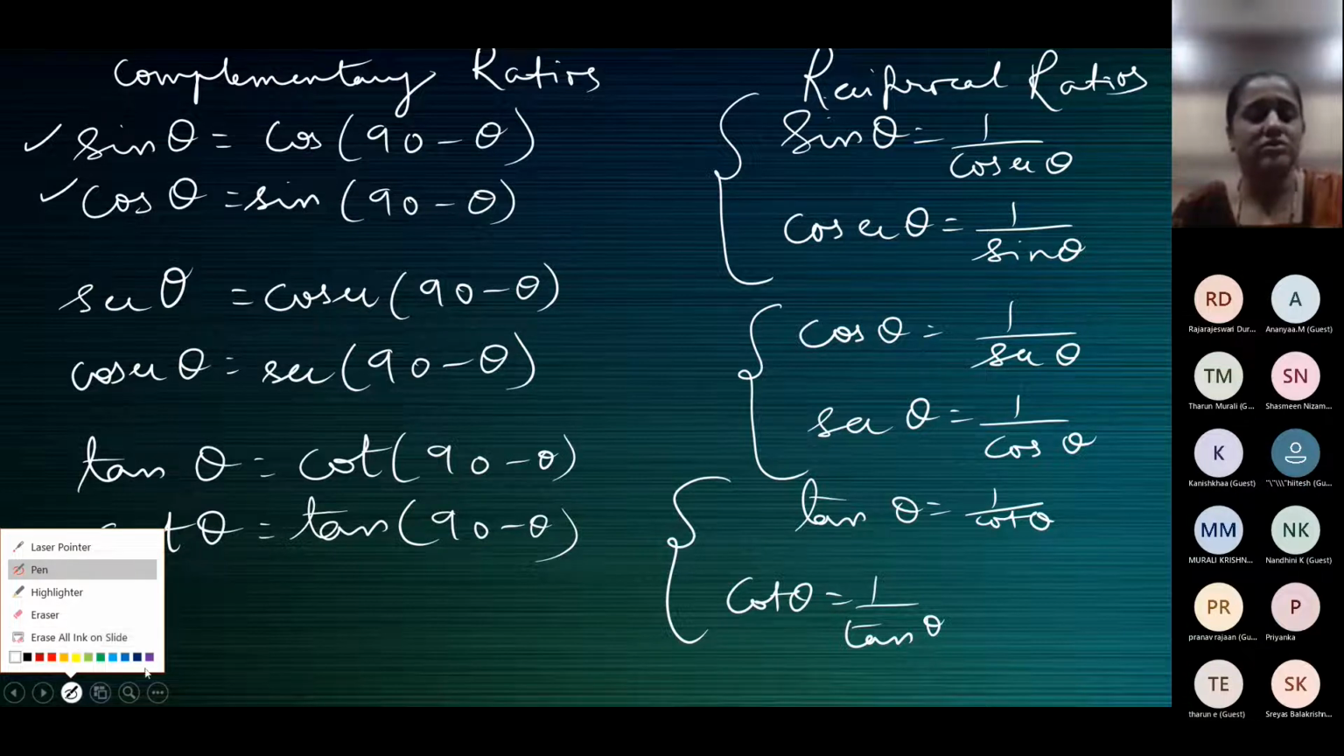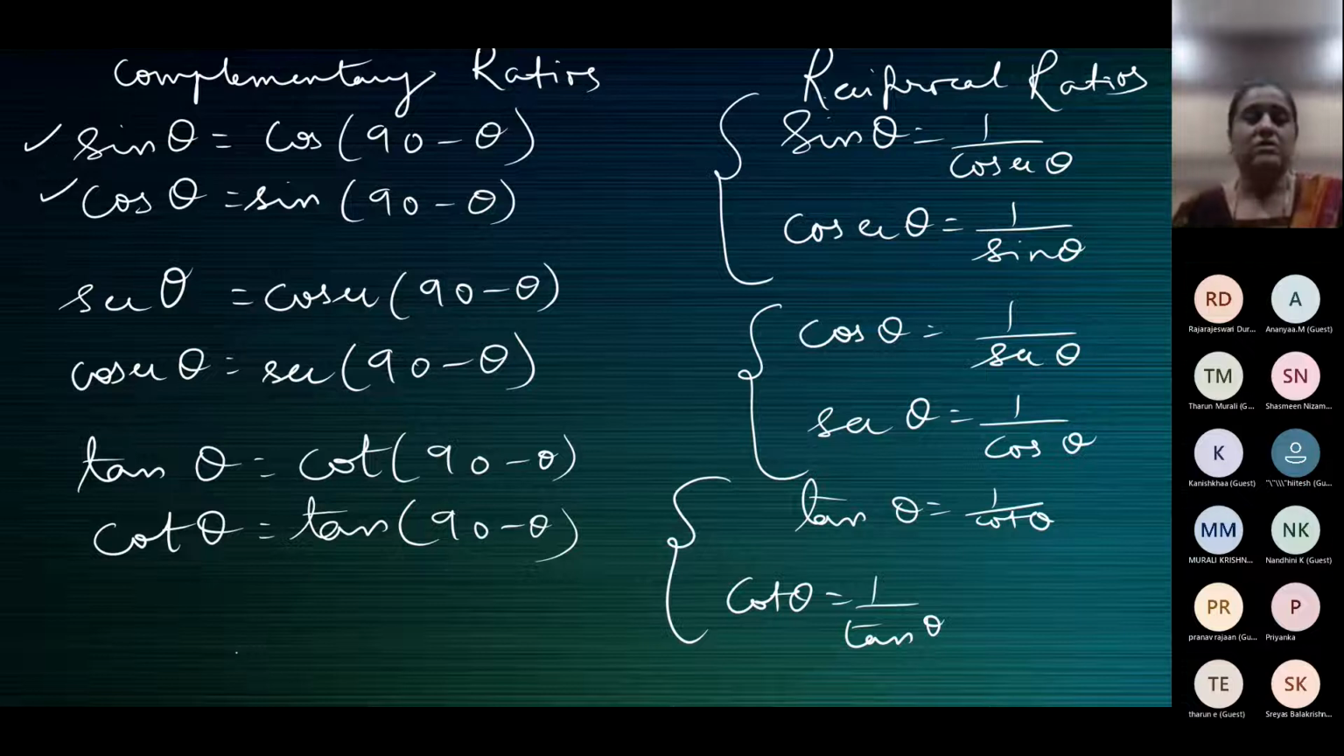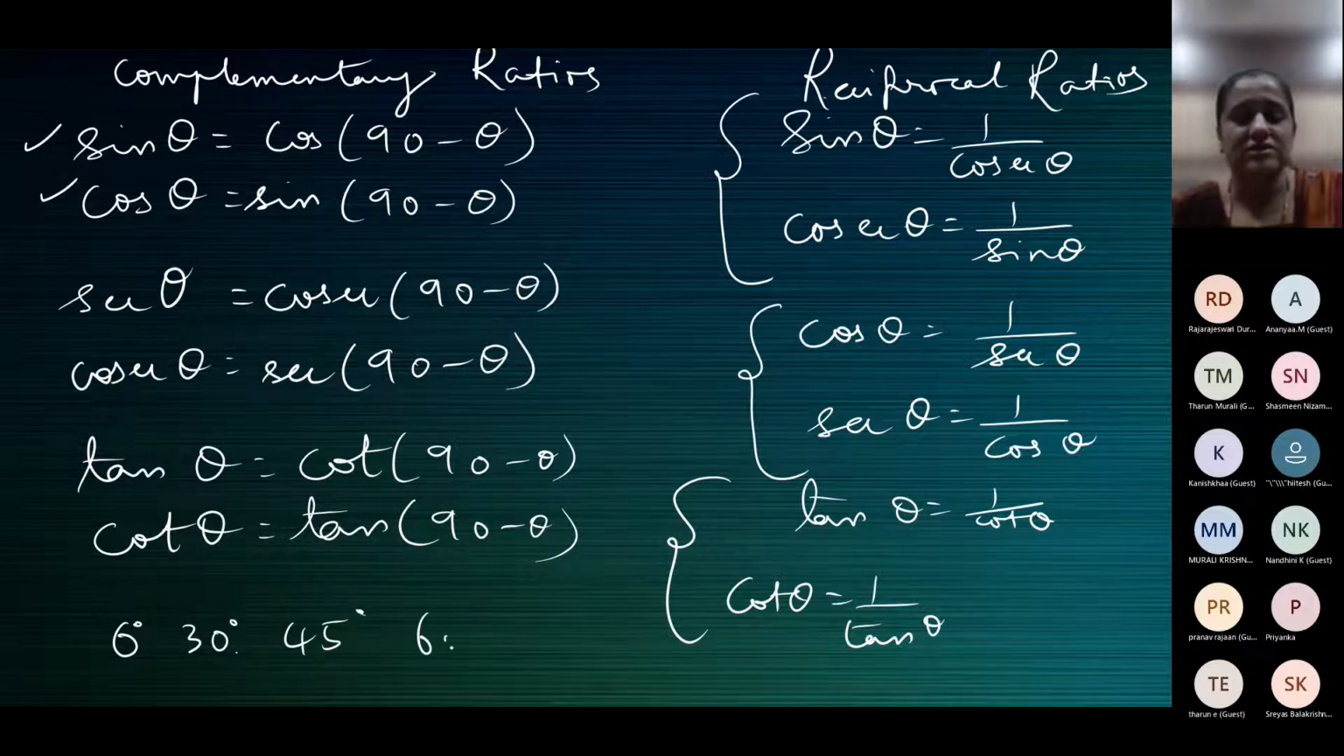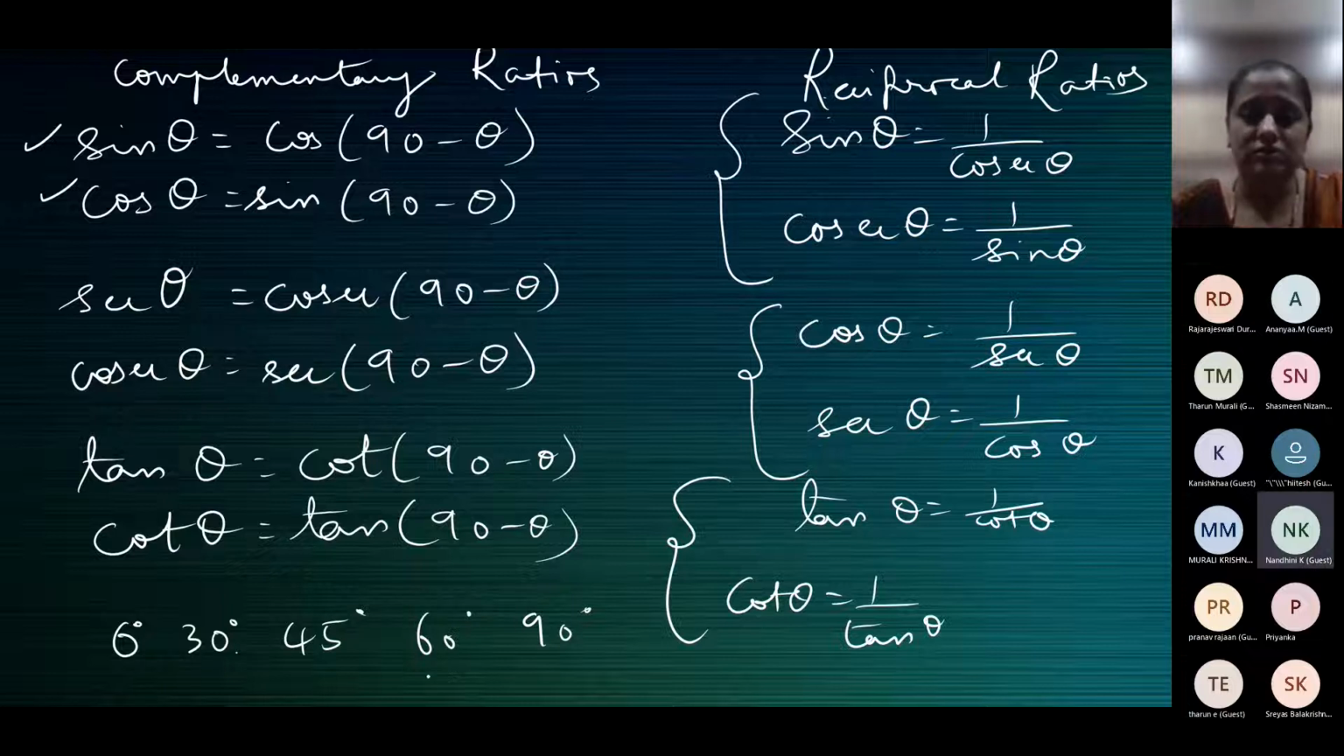And then the other thing you need to know is the table containing the values of some standard angles. What is sine 0 degrees? What is sine 30 degrees? What is sine 45 degrees? The standard angles are 0 degrees, 30 degrees, 45 degrees, 60 degrees, and 90 degrees. These values you need to memorize. So what is the value of sine 30? Sine 0.